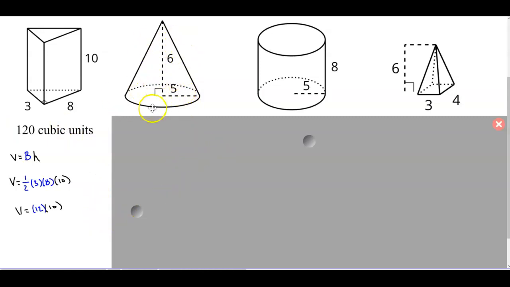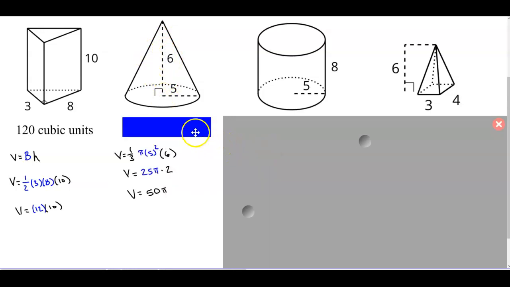Now I have a cone. I'm thinking the cone is 1/3 the area of the base times the height. So the area of the base is 5 squared times pi, or 25 pi. 25 times 1/3 times 6. Well, 1/3 of 6 is 2. 2 times 25 is 50. So you should have gotten 50 pi cubic units.